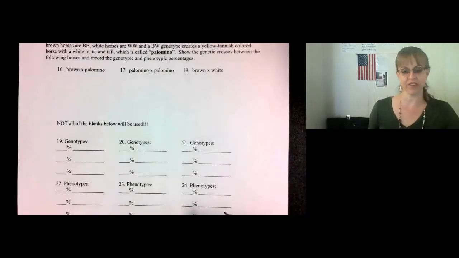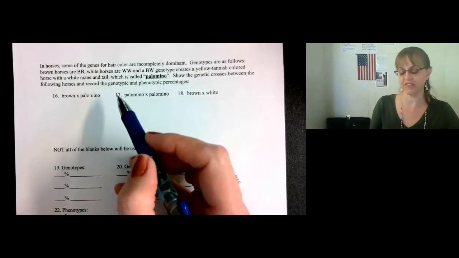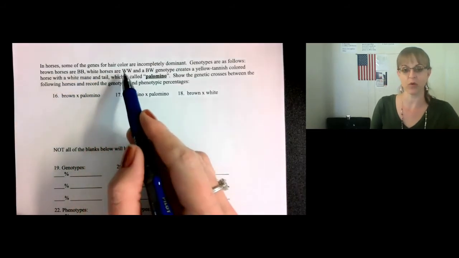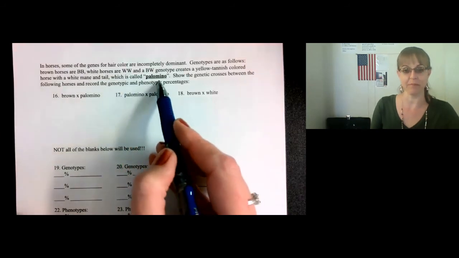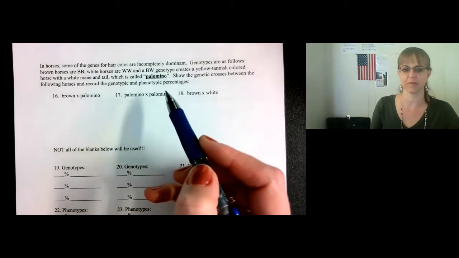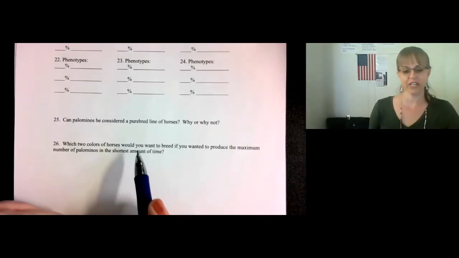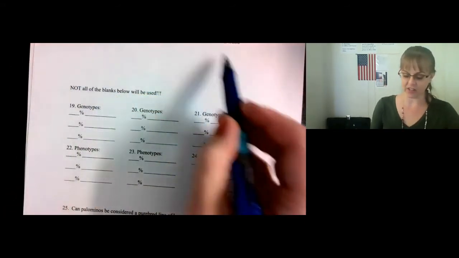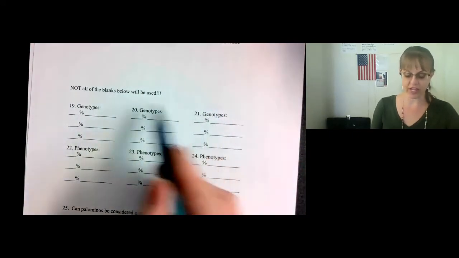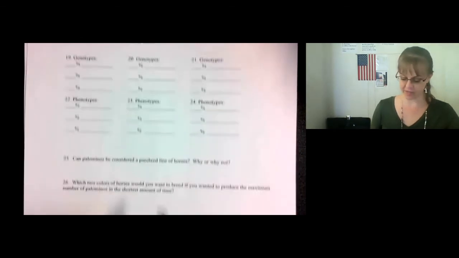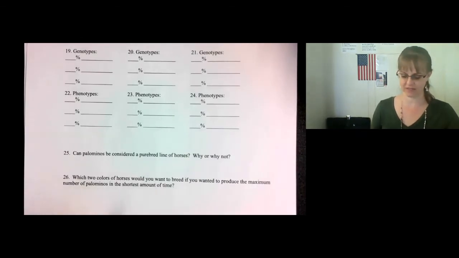Number 16 through 24 is very similar to the previous page. So I think you'll be able to figure out this problem. Remember, brown horses are BB, white horses are WW, and palomino horses are BW. They have a kind of speckled look. In order to answer question number 26, look back up at either your Punnett squares or at your percentages and see which combination makes the most palomino horses.